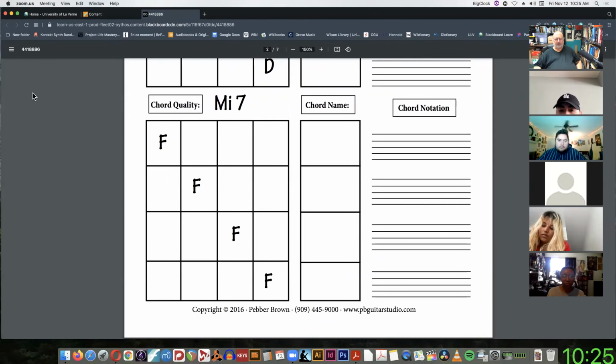All right, now we have a new animal. Minor 7. What's the formula, guys? 1 flat 3 5 7. Almost. 1 flat 3 5 flat 7.